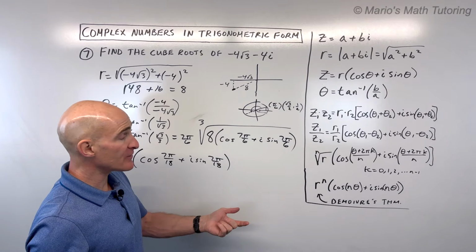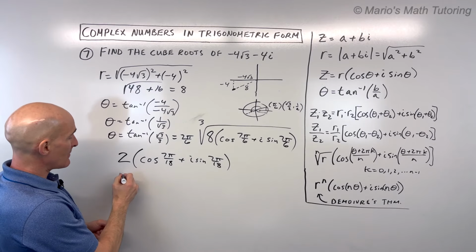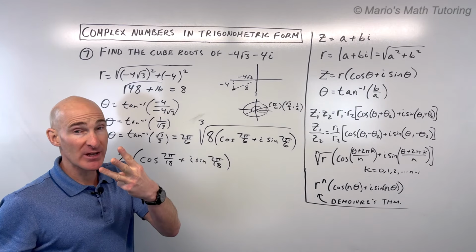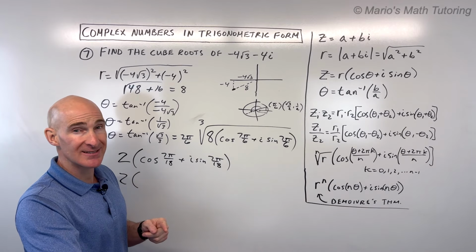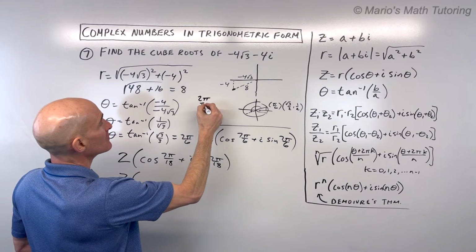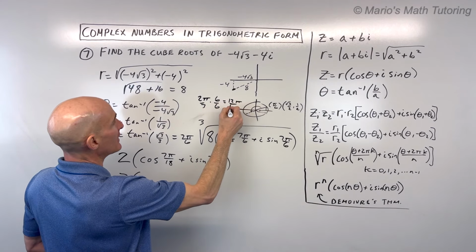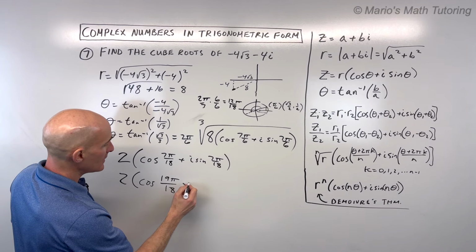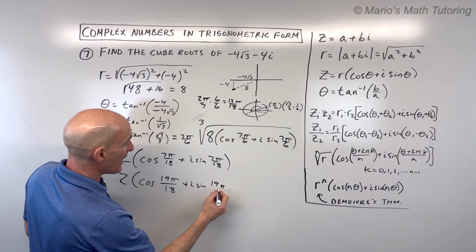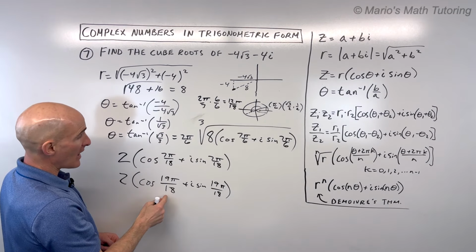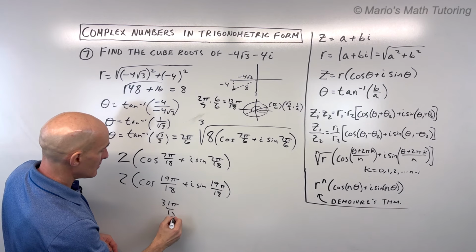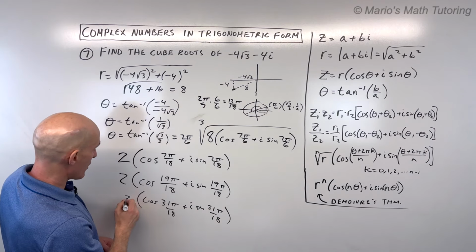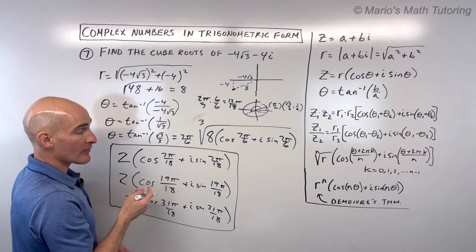Now, to find the next one, it's going to be the same R value, but you're going to take 2 pi, or 360 if you're in degrees, divided by 3 since we're taking the cube root. So we're going to be adding 2 pi over 3 to get to the next angle. Now, 2 pi over 3 is the same as 12 pi over 18, so I'm going to add 12 pi over 18 to this angle. I'll tell you more about why this works in regards to the formula in a moment. And then to find the next one, we're going to add another 2 pi over 3, which is the same as adding 12 pi over 18, giving us 31 pi over 18. Okay, and then these are our 3 cube roots of our complex number in trigonometric form.